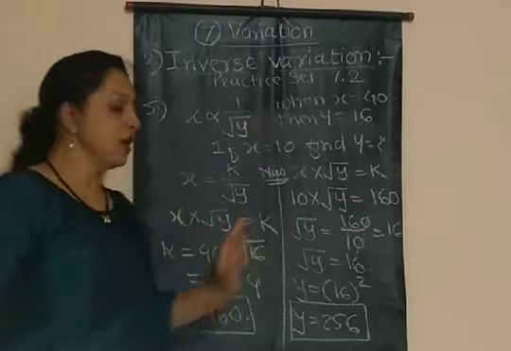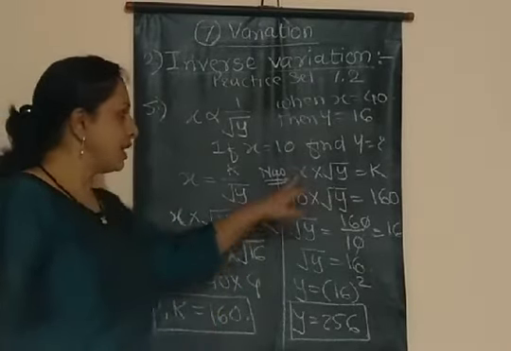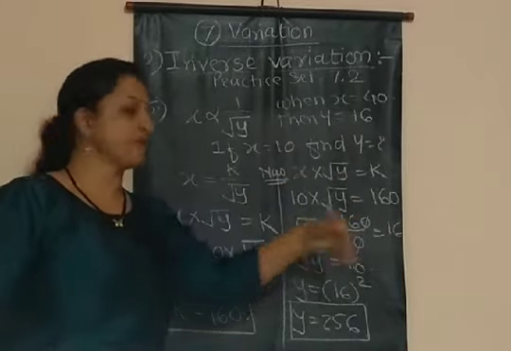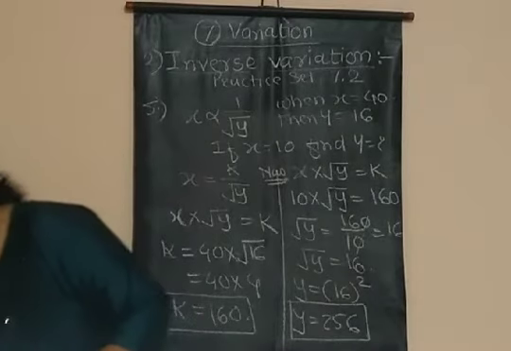In such questions, first we have to find out the value of this constant of variation, and after that in this equation of variation we have to put the value of x and then k. We will get the value of y easily. Actually it is a very simple lesson.